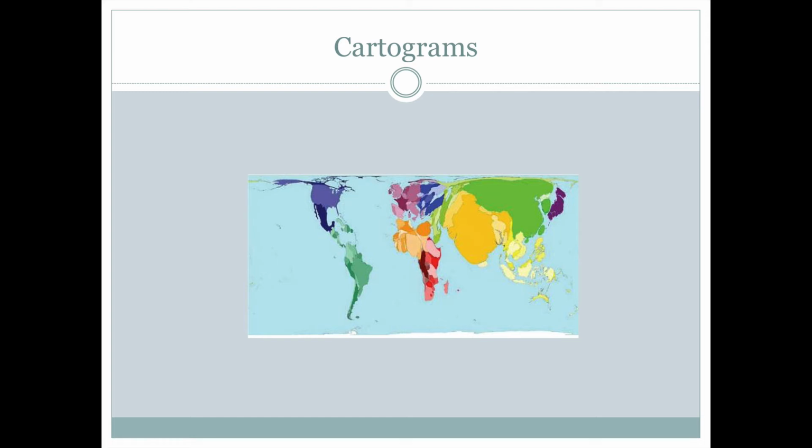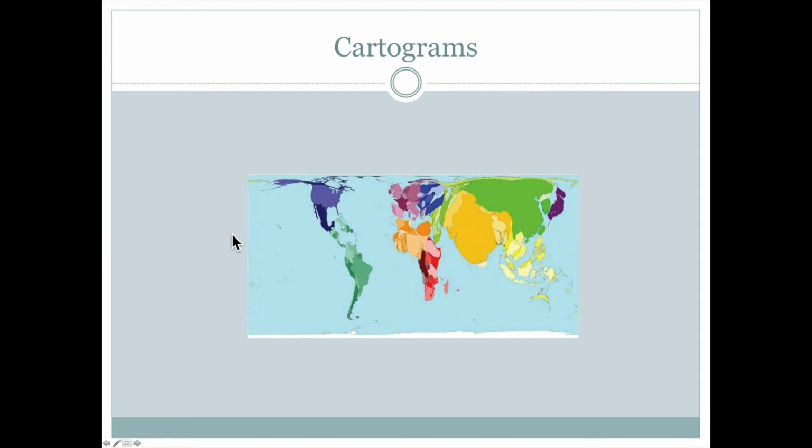Typically, when we look at a map, the area that we see represented by a country on the map is the area that that country takes up on the surface of the earth. But there is an exception to that, and that is cartograms. On cartograms, the area taken up by a country on a map is equal to some attribute of that country. In this example here, it's population.